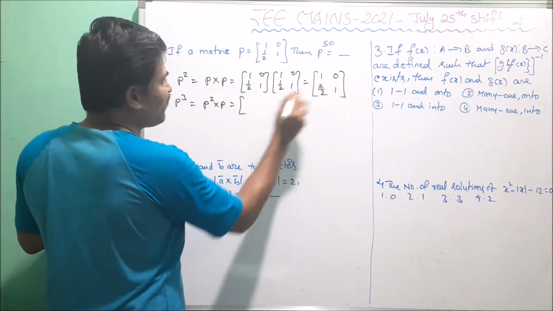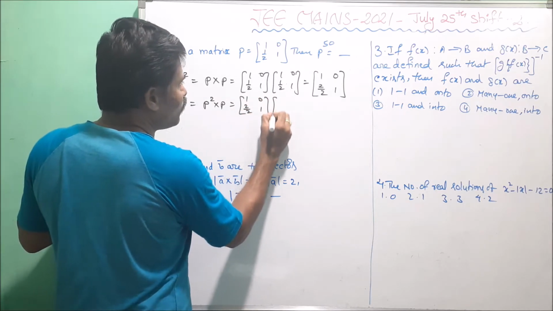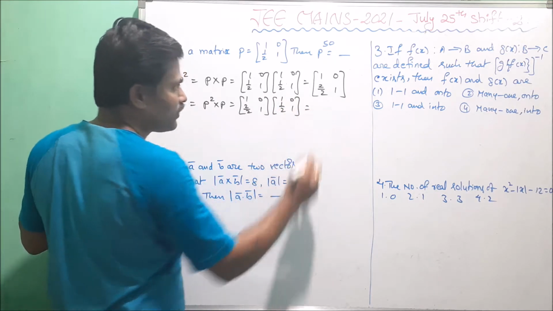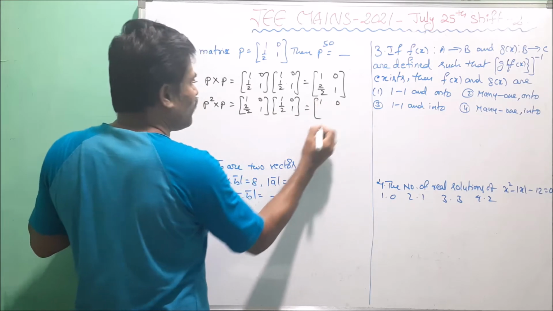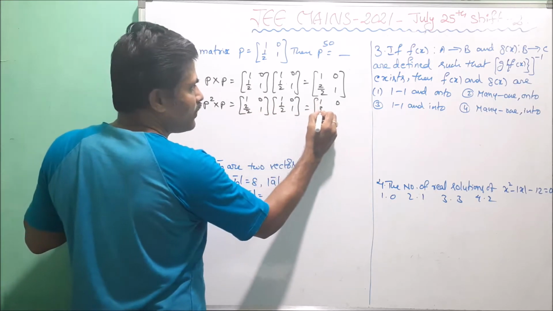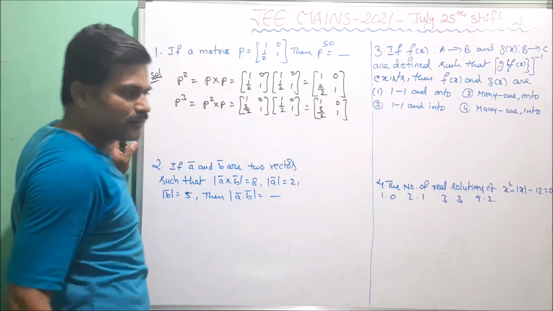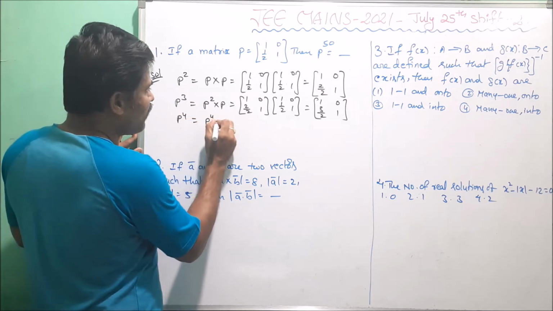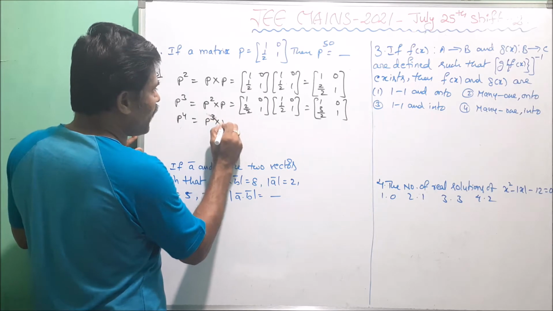Now P square matrix is [1 0; 2/2 1] into P matrix [1 0; 1/2 1]. Multiplying these two, we get 2/2 into 1 plus 1 into 1/2, then we write 3/2. Similarly, the fourth element is 1. Similarly, to find P power 4, P power 4 is P cube into P. Here we write P cube into P.